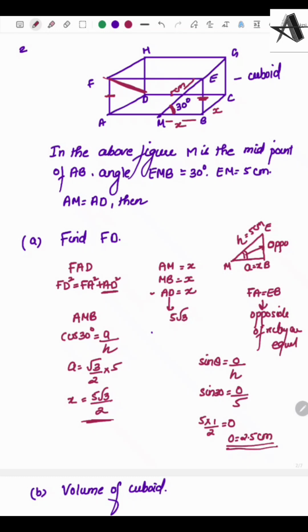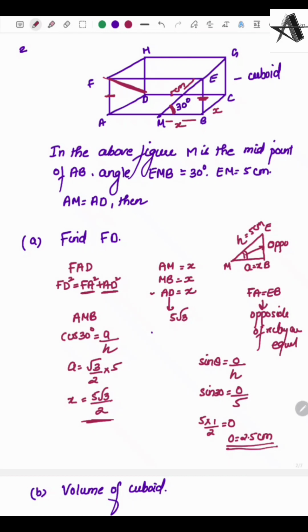That means EB is 2.5 centimeters. If EB is 2.5, AF is also 2.5. Don't think that it's very confusing. No, it's not confusing. If at this point you're feeling that you're just messed up now, start this video again. I assure you, you will be able to understand it.